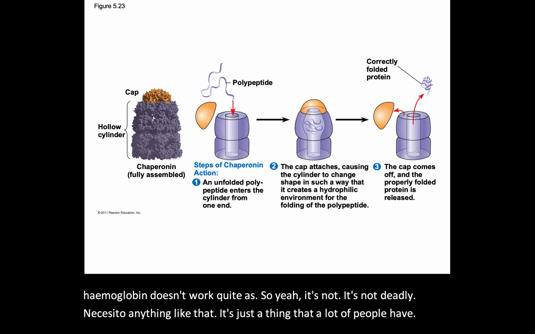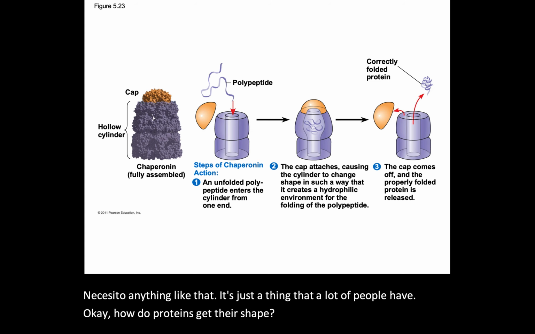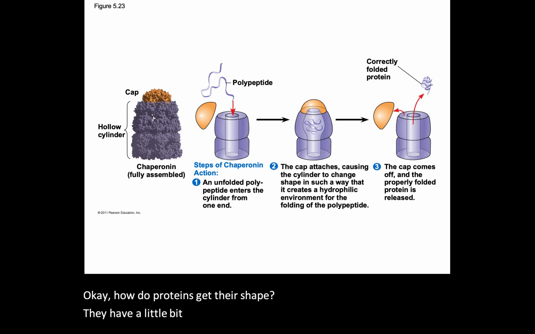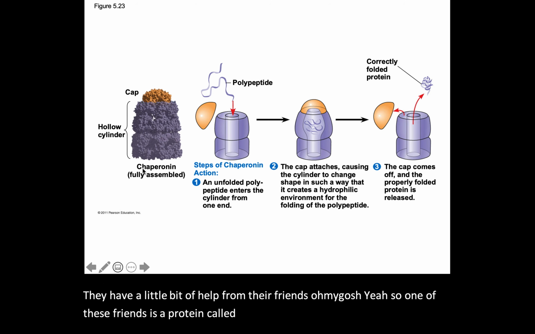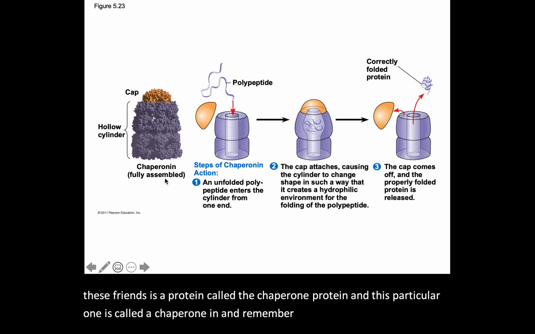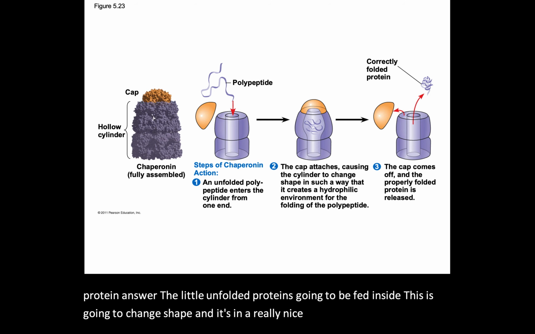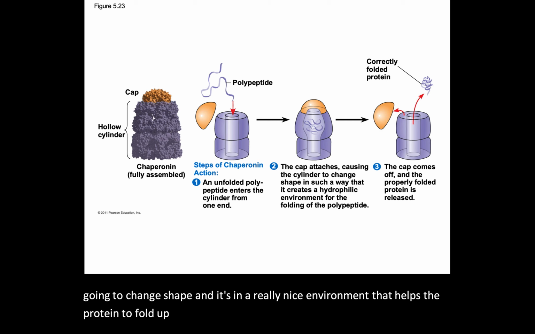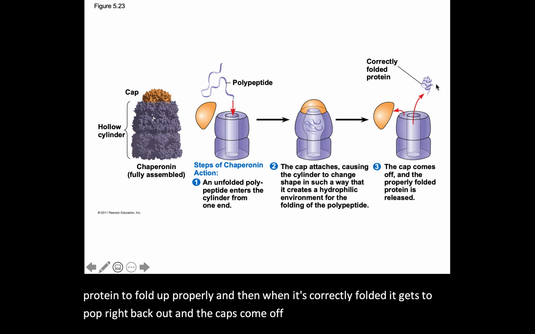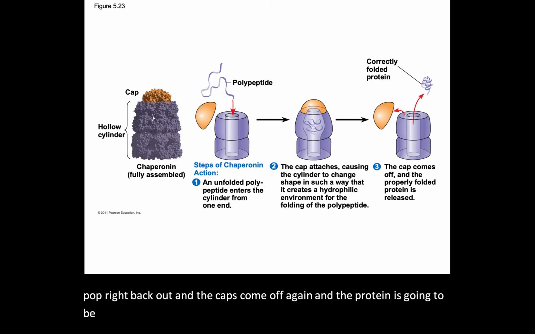Okay, how do proteins get their shape? They have a little bit of help from their friends. Oh my gosh, yeah. So one of these friends is a protein called the chaperone protein. And this particular one is called a chaperonin, and remember the IN ending means that it is a protein. And so the little unfolded protein is going to be fed inside. This is going to change shape, and it's in a really nice environment that helps the protein to fold up properly. And then when it's correctly folded, it gets to pop right back out, and the cap's going to come off again, and the protein's going to be released. And now it's folded up.